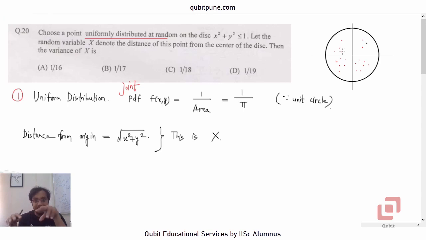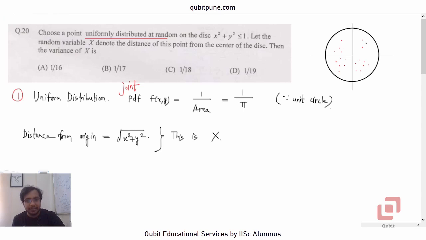But what is the area of the circle? The area of the circle is pi, right? So the integral of the joint PDF should be equal to 1. So the joint PDF has to be 1 upon pi. Okay, 1 upon pi. Please understand this.